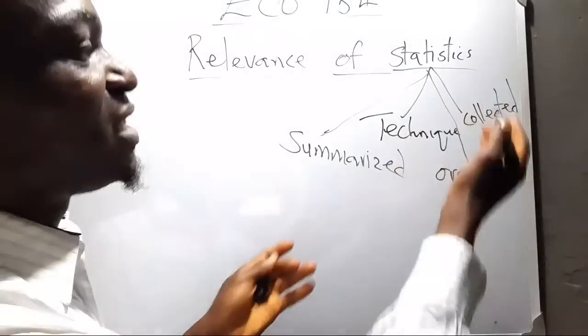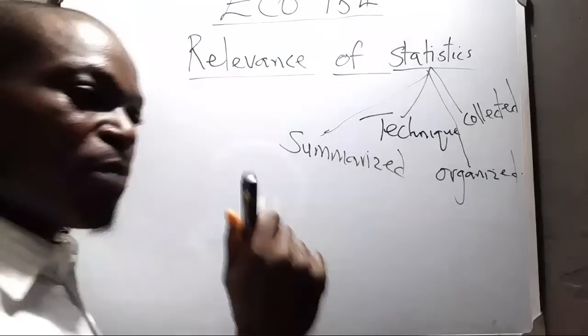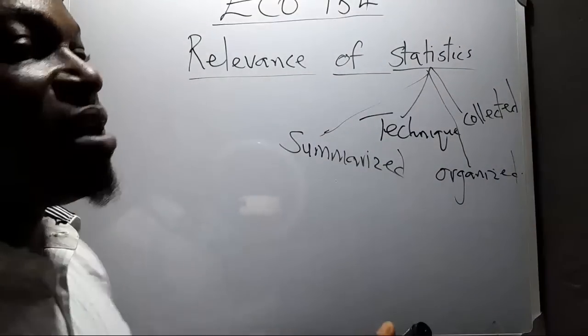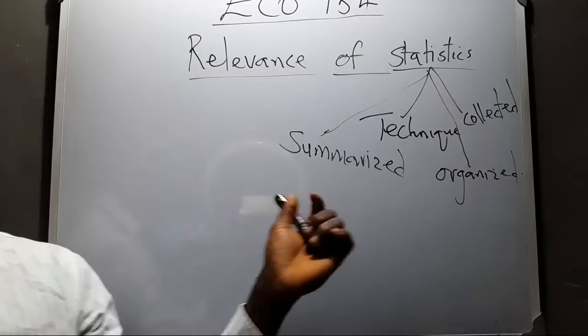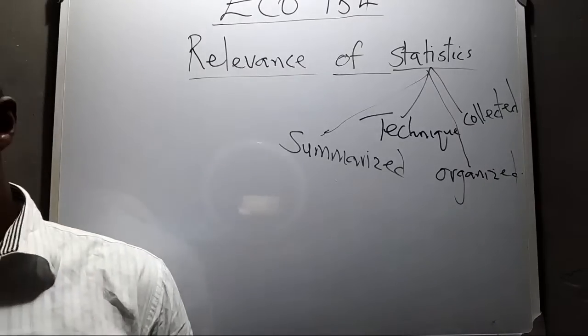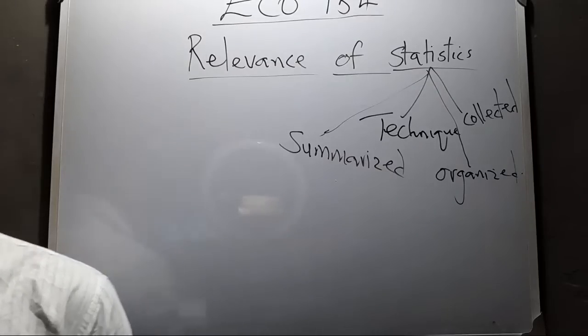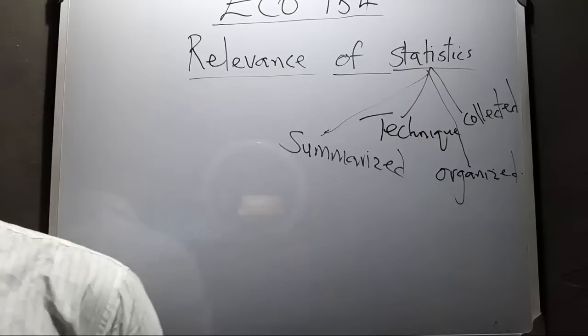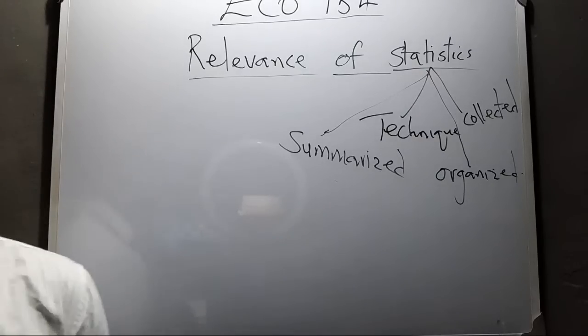Why are we collecting data? Why are we organizing data? And why are we summarizing data? For the purpose of making a valid and a reasonable decision. Now, it is the science of making decisions under uncertainty, that is, making the best decision on the basis of incomplete information.